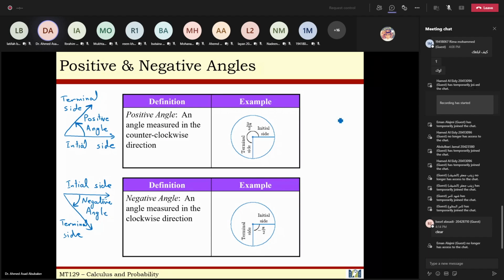Also we have the straight angle, like this. This is a straight angle. It equals 180 degrees or pi. And we have the right angle. This is 90 degrees or pi over 2. This is the right angle. And we have this angle where the terminal side is on the initial side. So we have 360 degrees or 2 pi, which we call the full rotation angle.